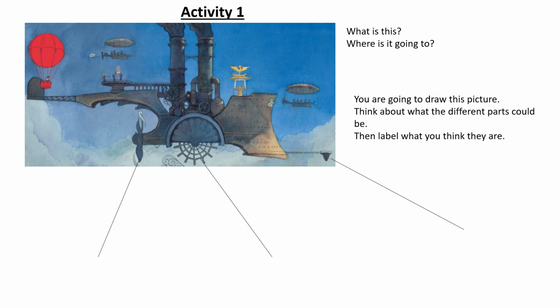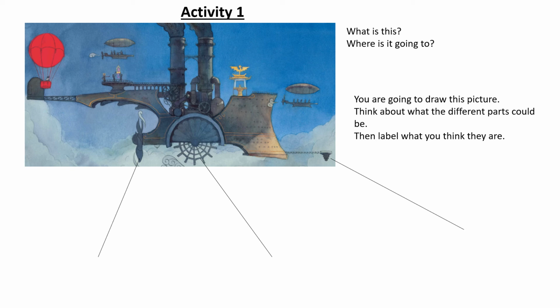So, I would like you to go back through those slides and have one more look at those pictures and keep talking to your grown-up about what might be happening throughout this story. Where might she be going? Where's she going on a journey to? What type of journey is she going on?